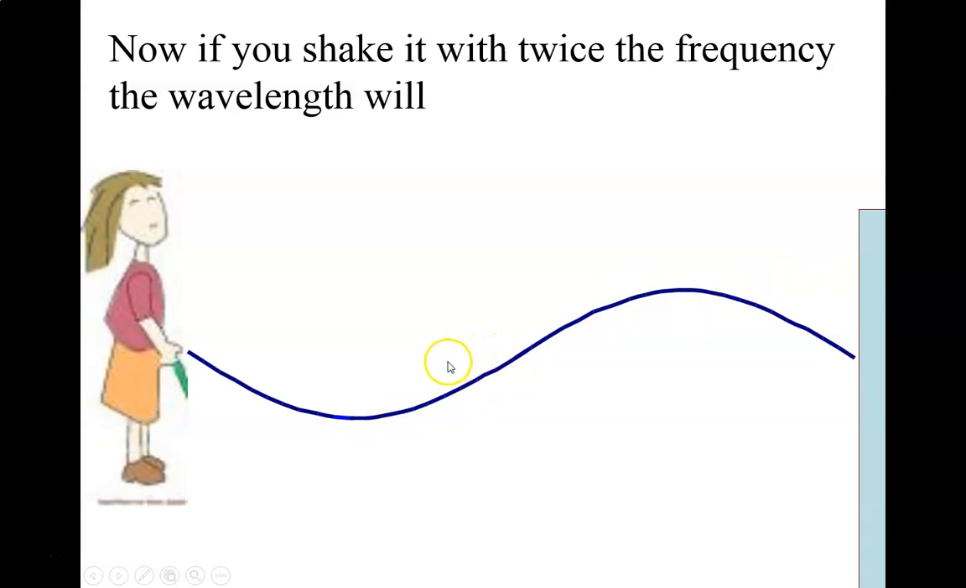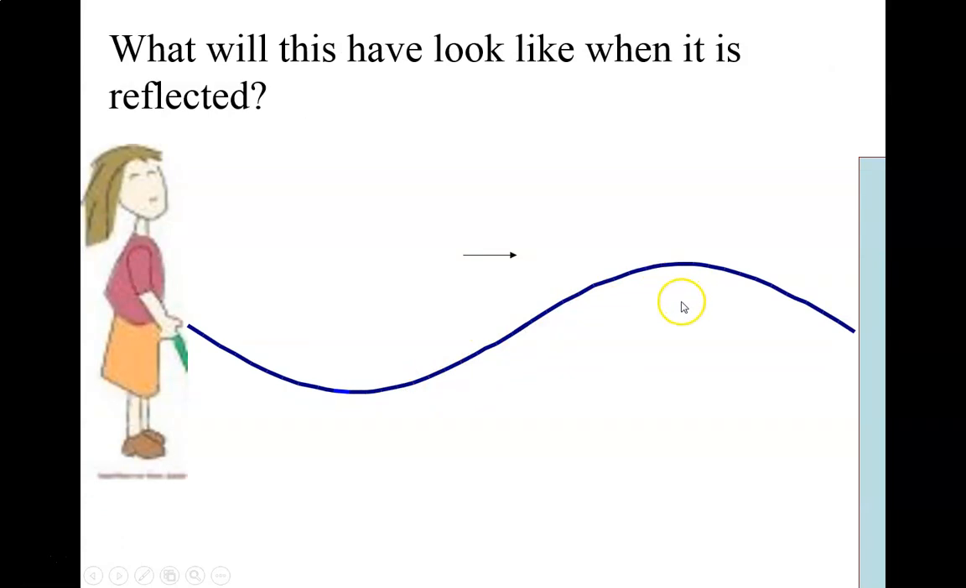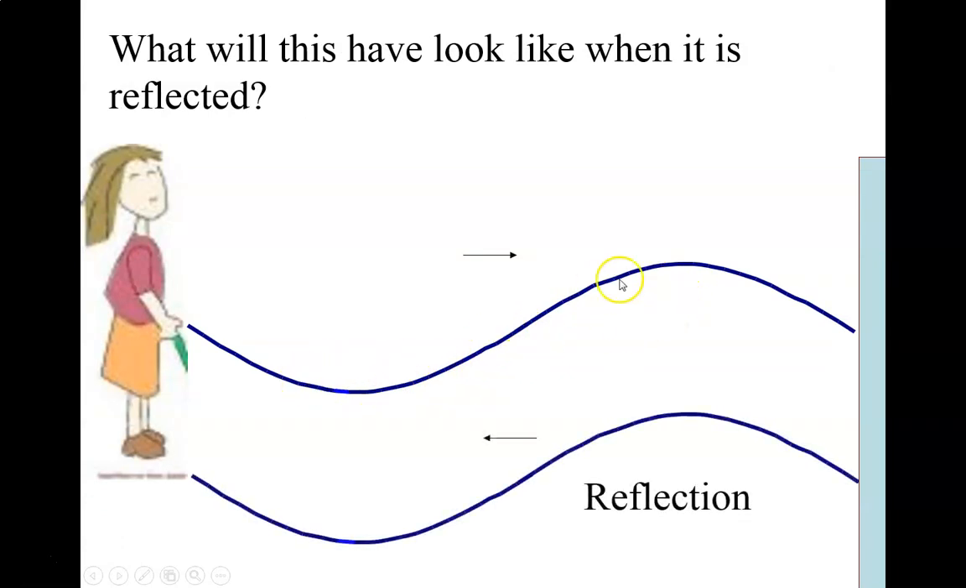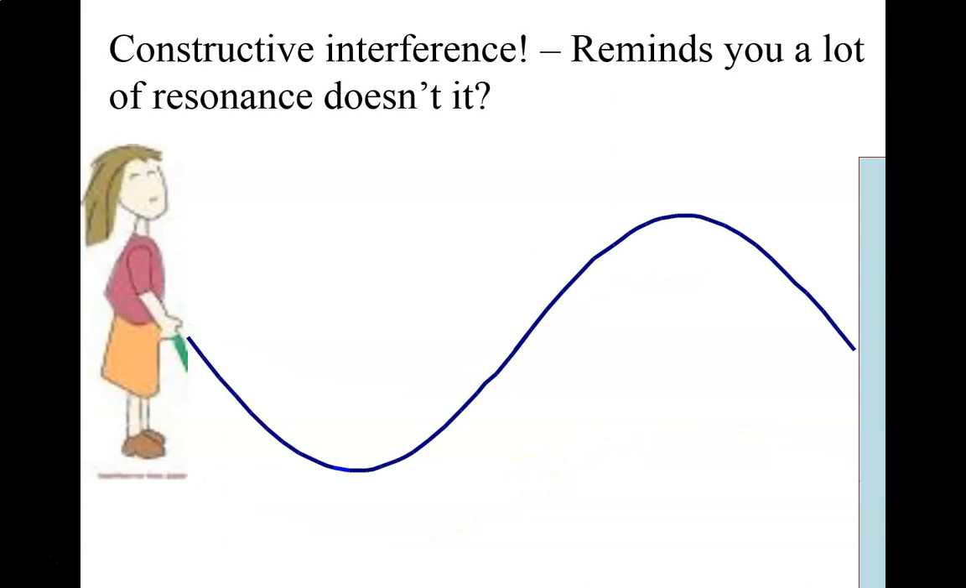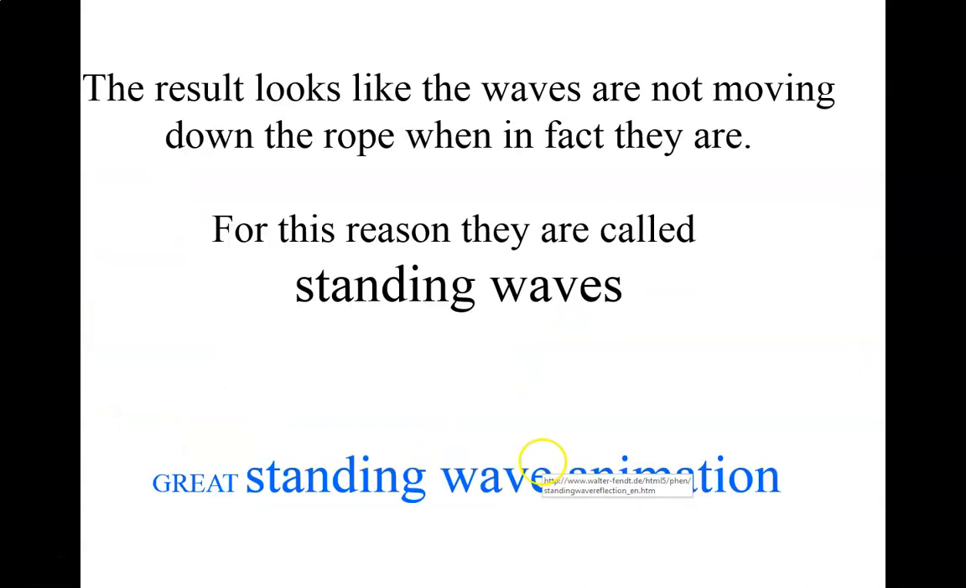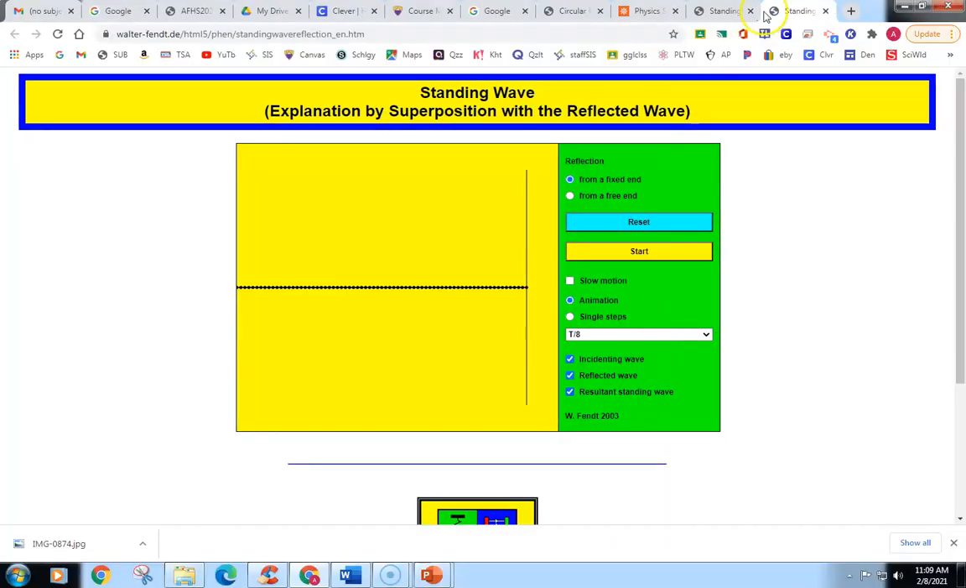Meanwhile, I'm continuing to send waves down, and the next wave I'm going to send down looks like this. So when they're on the same string, here's my incident wave that I'm sending, and here's the reflected wave that's coming back. I'm going to get constructive interference again. Standing waves, and I'm going to show you what a standing wave looks like here, is the result of incident and reflected waves.